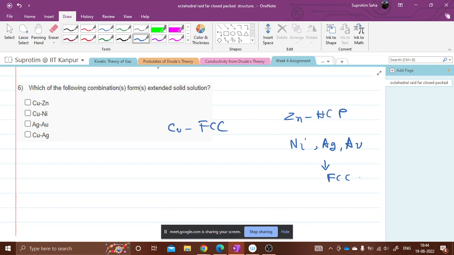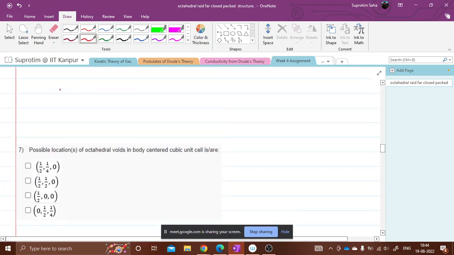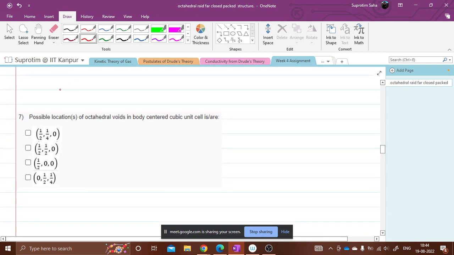So I am not just quoting from the video itself, but you know that copper zinc will not be possible. Copper, silver, and gold will be possible, and copper and nickel would be possible because they have comparable electronegativity, comparable structure, and they also have comparable valence, right? So the right answer would be, you have seen the video, copper, nickel, and silver and gold, right? So that was very simple, and that is directly from the video.